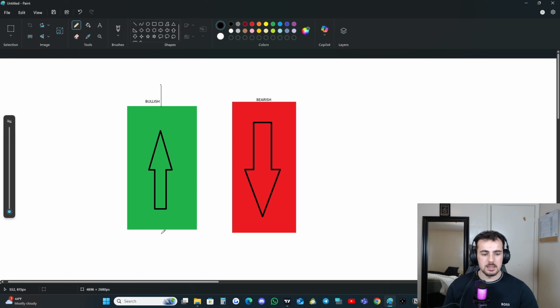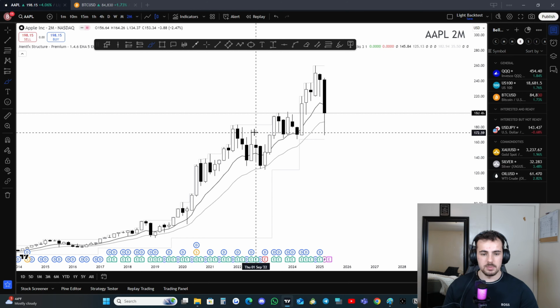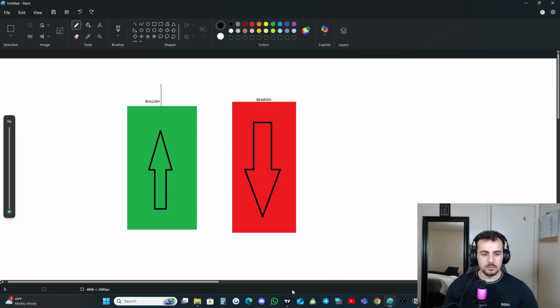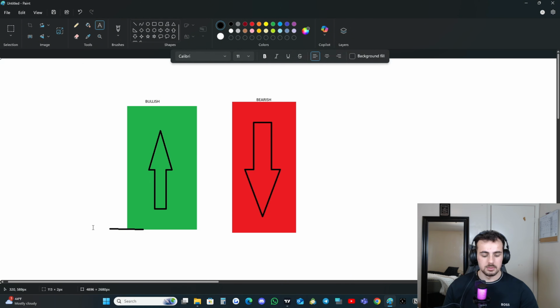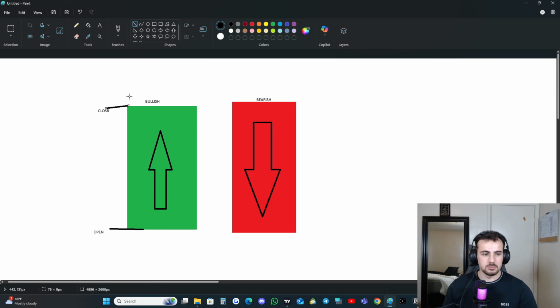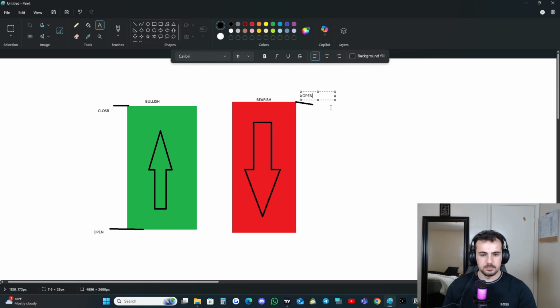Now, there's a couple different parts of a candlestick. One being the wicks. Oftentimes you'll see that they have these weird lines at the tops and bottoms of them. We're not going to get into that right now, but you're going to understand that price has an open. So this is the open of a bullish candle, and then this is the close of a bullish candle. Now on the other end of things, price actually opens at the top on a bearish candle. Open.